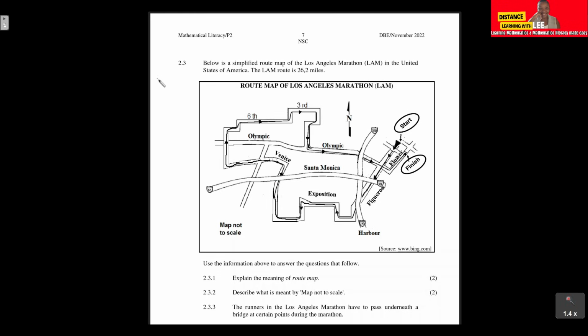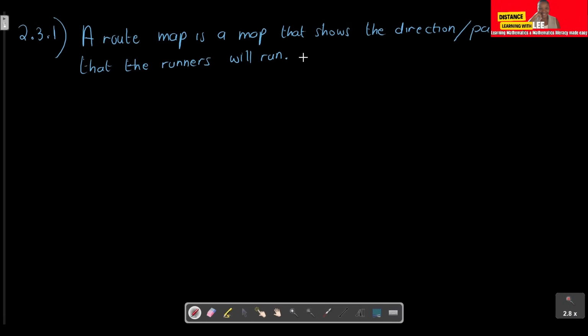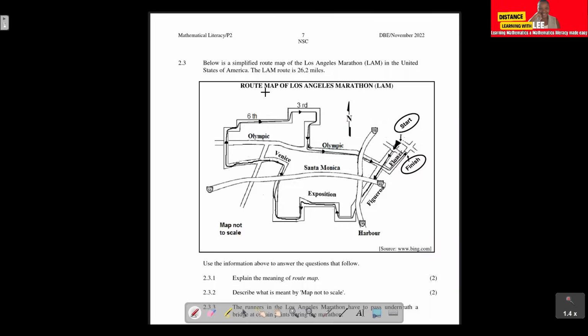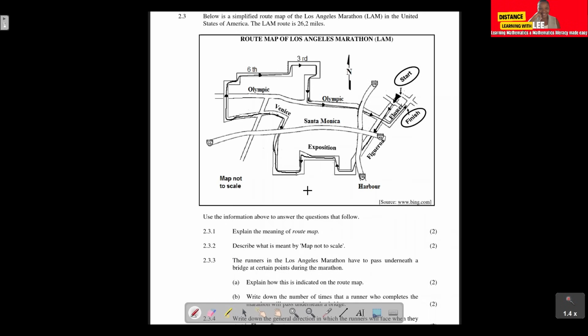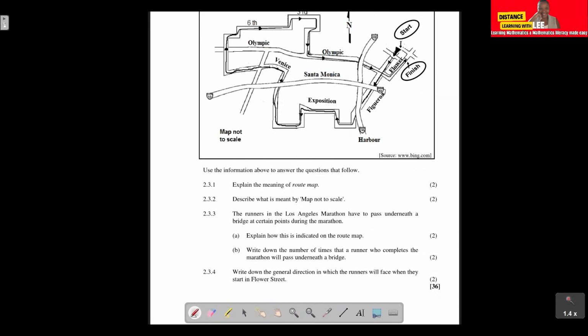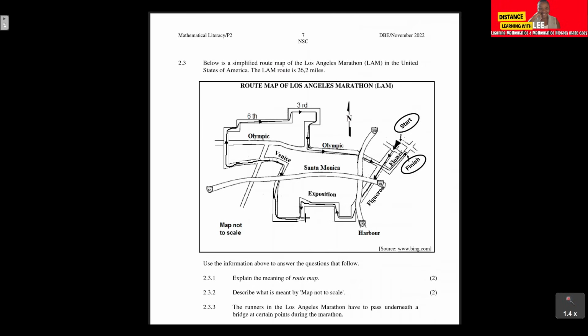So we can just write that down, okay? In this context, we can say that a roadmap is a map that shows the direction or the path that the runners will run. Always try to bring it in the context of the diagram that is given to you. Question 2.3.2, describe what is meant by map not to scale.